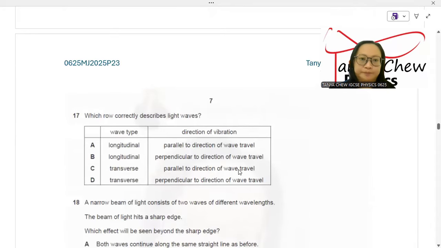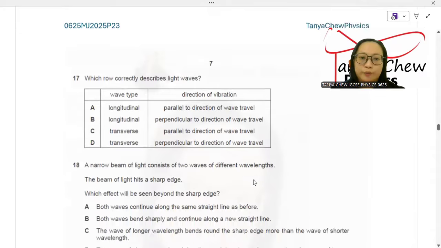Number 17. Which option correctly describes a light wave? A light wave is a transverse wave, and the direction of the vibration is perpendicular to the direction of the wave travel. D is the answer.